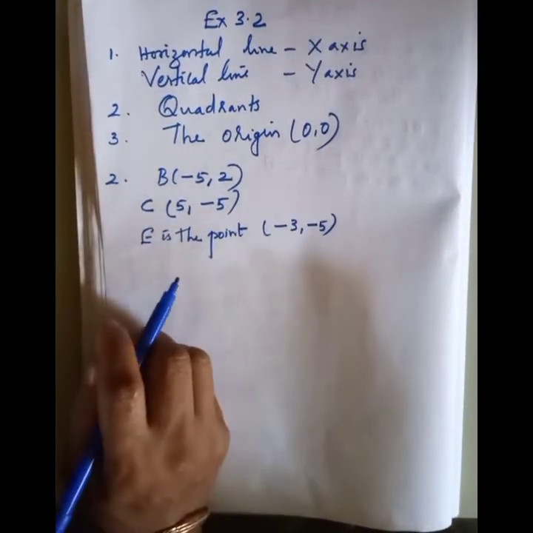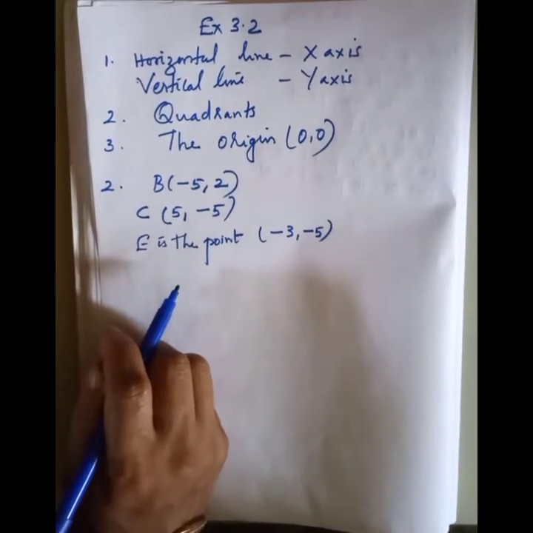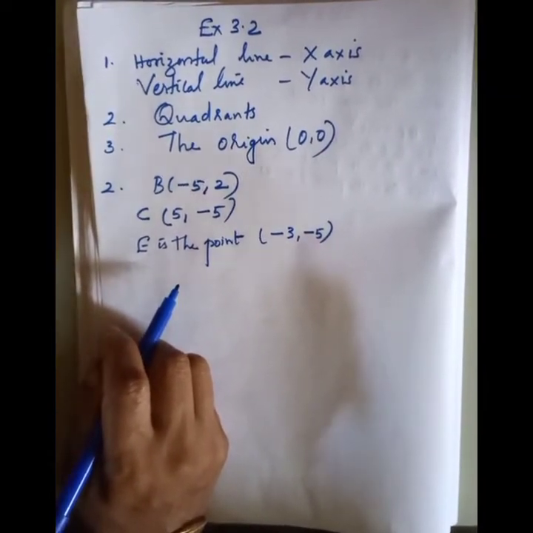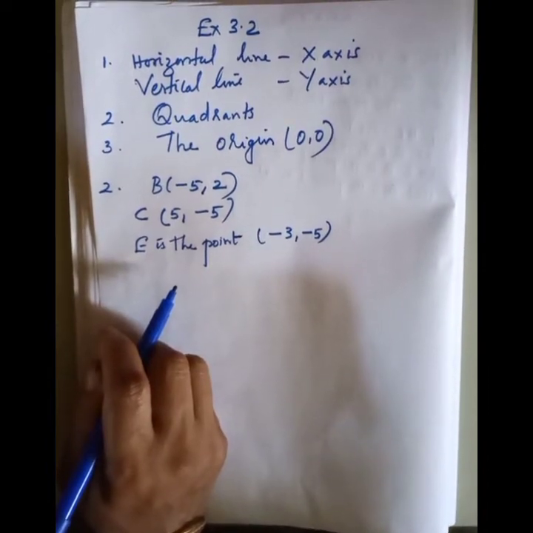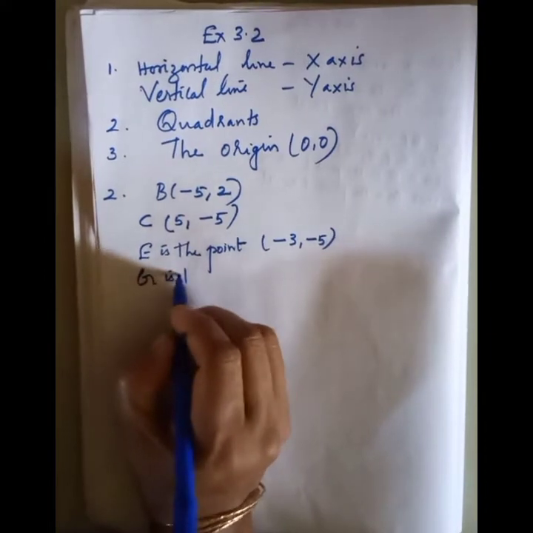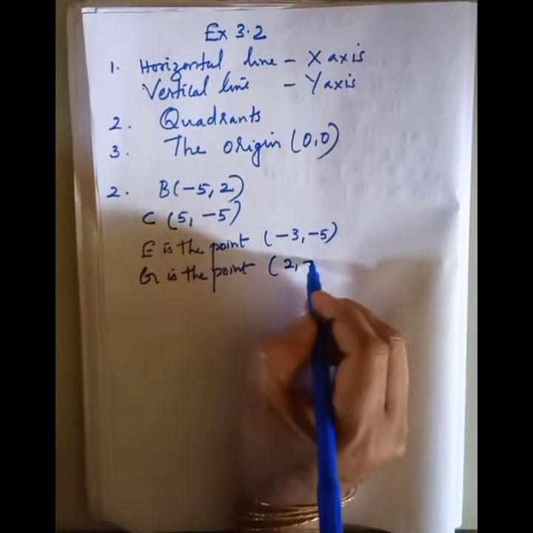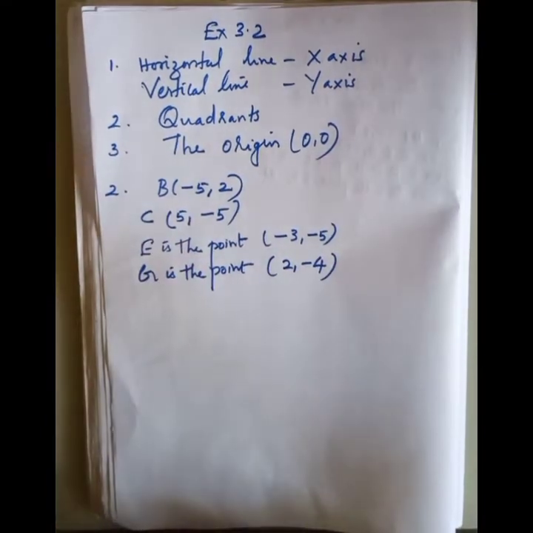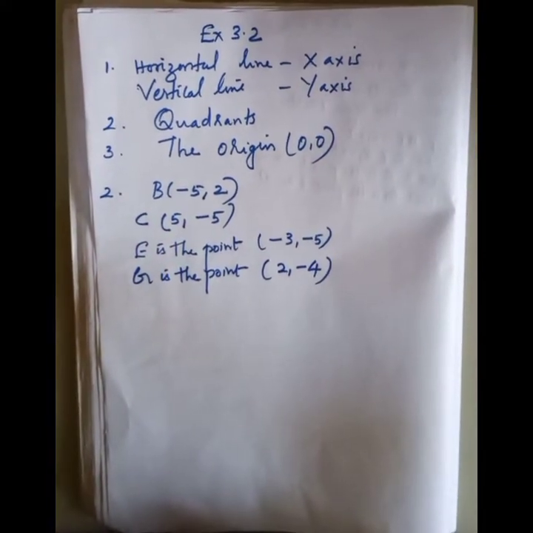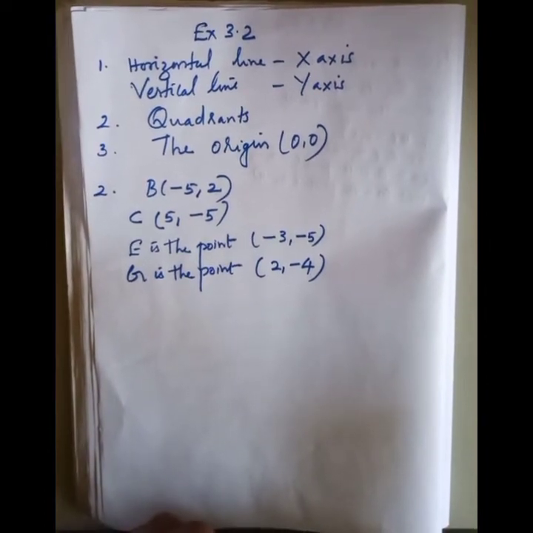What will be the fourth question? The point identified by the coordinate 2, minus 4. So 2, minus 4, which point is it? Very good. G is the point. G is the point 2, minus 4. So the balance coordinates, can you write, children? The abscissa means the x value and ordinate means y value.